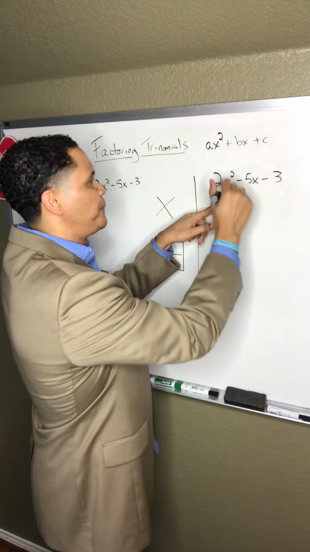And then we just take our two terms and we bring down our answer. So 2x plus 1 times x minus 3. And that's our answer. All right?